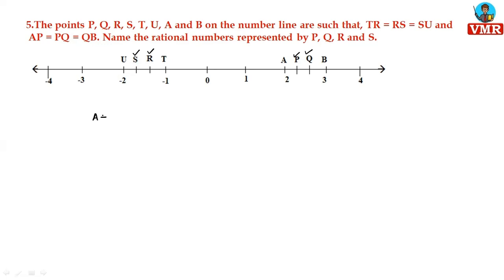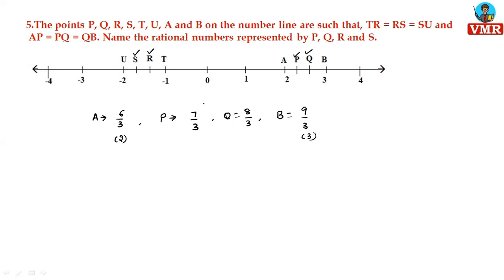Now here A can be written as 6 by 3. What is the value of 6 by 3? It is 2. So A value is 2. Again, P value can be written as 7 by 3. Okay, here it is 6 by 3, 7 by 3, 8 by 3, 9 by 3, like this. Okay, 7 by 3. Next Q, we can write it as 8 by 3. And B value we can write as 9 by 3. Okay, what is the value of 9 by 3? 3. Here we have the 3.